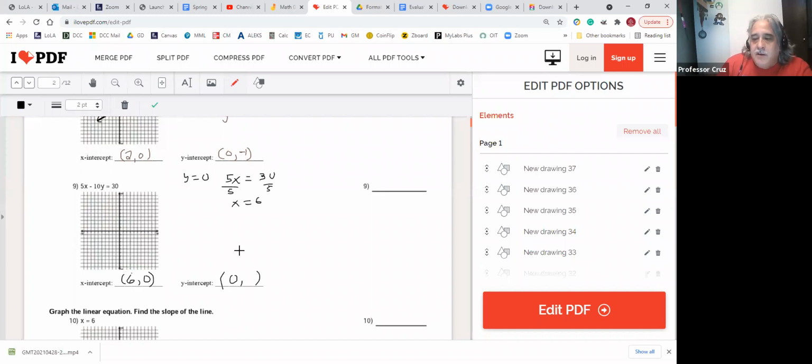All right, so there's the x-intercept. The y-intercept is going to be, let x equal 0. So this is going to be gone, and I'm just going to have negative 10y equal to 30. So there's our intercepts.